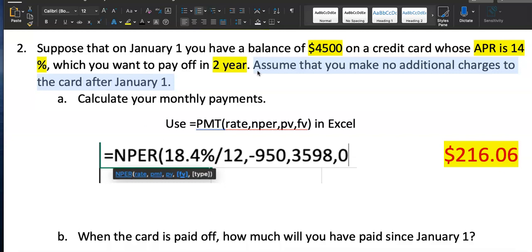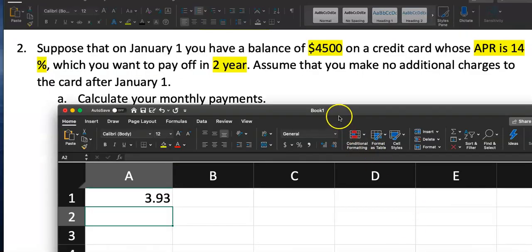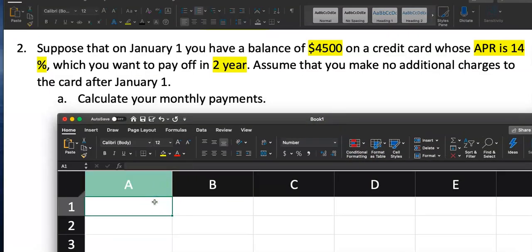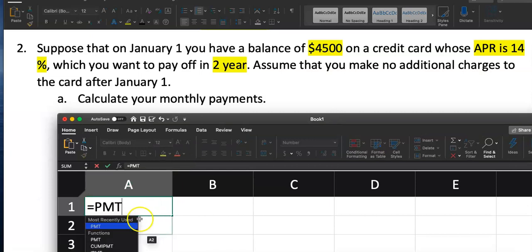And that's a very good question, right? And for this question, we're going to use the payment function. And you already see what I did. I'm going to go ahead and use my payment function over here. Equal sign PMT, because we're trying to figure out the payment amount. Now, what's the rate? It's 14%, right? But remember to divide this by 12, because we're making monthly payments.